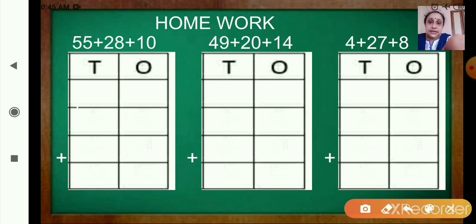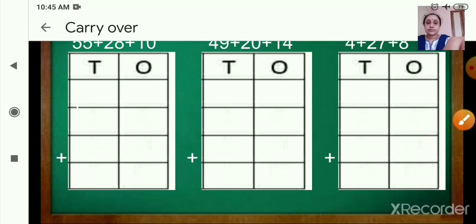4 is a single digit number. It will be in the ones place. Then 27, 7 and 2. And again 8. Where will you write? Which place? Tens or ones? Yes, in the ones place. And then together you will add all these three numbers. Okay?